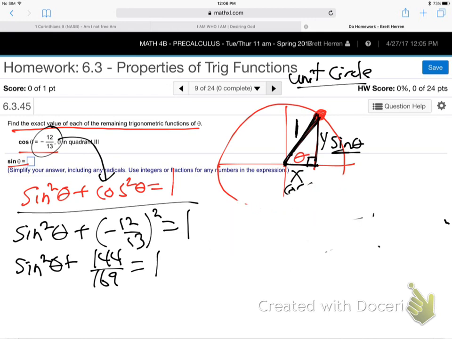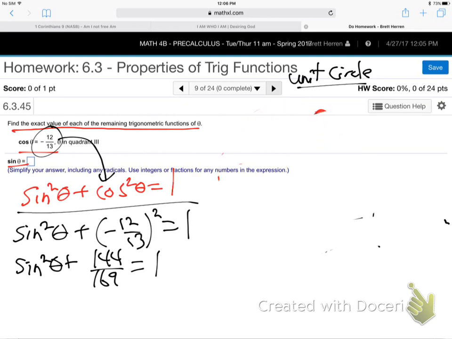Okay, now I'm trying to solve for sine. So how am I going to solve that for sine? What do I do next? I've got to get sine alone. What do I do?